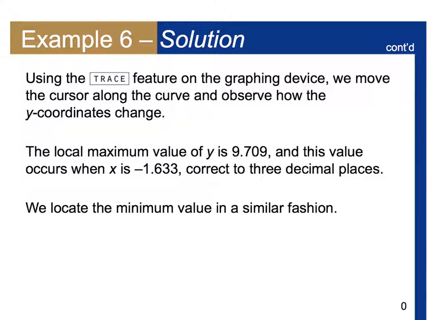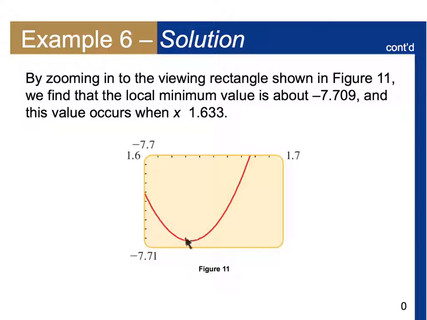Then similarly, we can do this for the local minimum. We go to the place at the bottom of the hill, and if we trace along the graph, we can see that the local minimum is happening at about 1.63 or so, 1.64, and that local minimum value is about minus 7.71 or so. This is exactly minus 7.709.